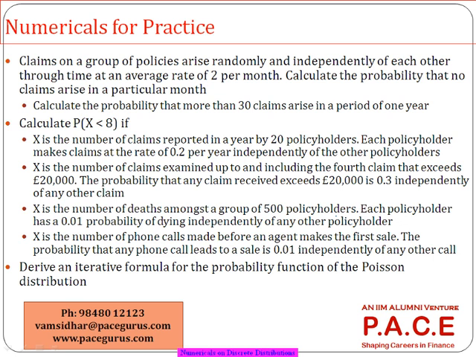claims on a group of policies arise randomly at an average rate of 2 per month. So whenever there is a number per a time period, we can always use a Poisson distribution. Calculate the probability that no claims arise in a particular month. The information given to us is lambda equal to 2. So we are supposed to find the probability of x equal to 0, which is e power minus lambda into lambda power x divided by x factorial, which is nothing but e power minus 2. So we can say that this is the probability that no claim arises in a particular month.